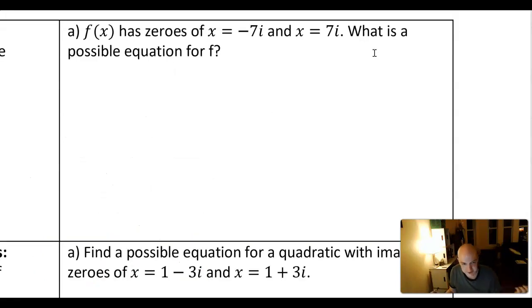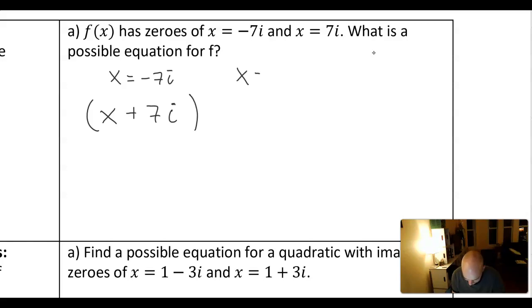And you can play the same factor game with imaginary numbers. So if we have a zero of x equals negative 7i, then we must have a factor of x plus 7i. And if we have a zero of x equals 7i, then we must have a factor of x minus 7i. When you multiply these out, this is a conjugate pair, and they multiply just like x plus a, x minus a. So this is going to multiply into x squared, and the middle terms will cancel out, and we'll get minus 49i squared.